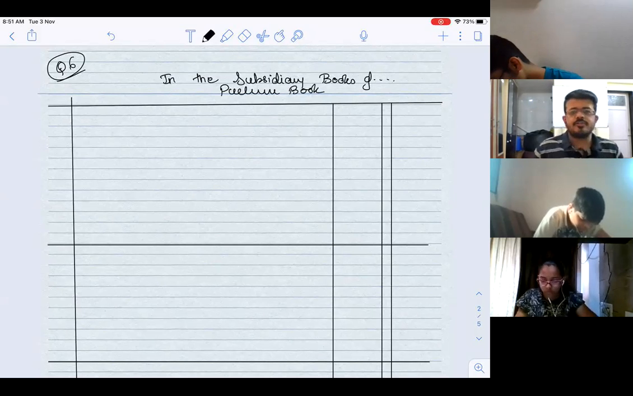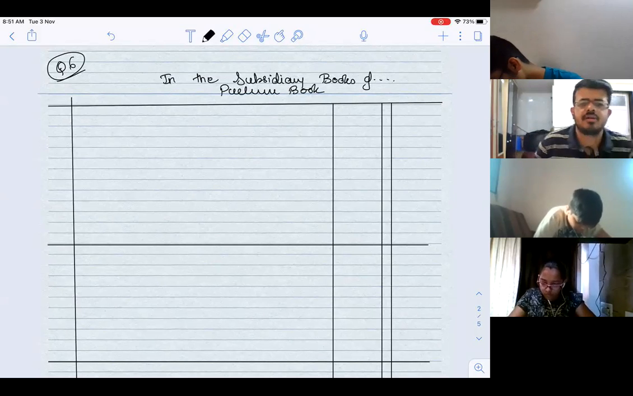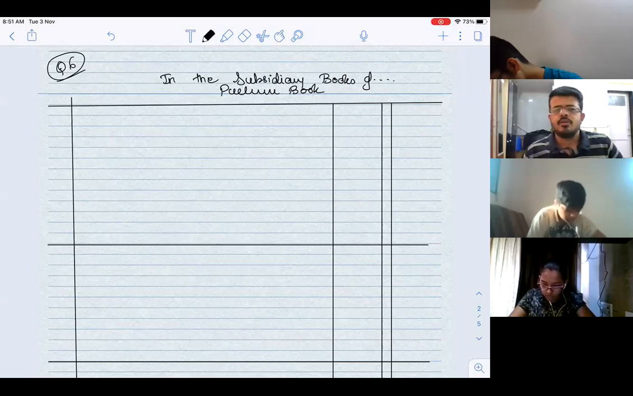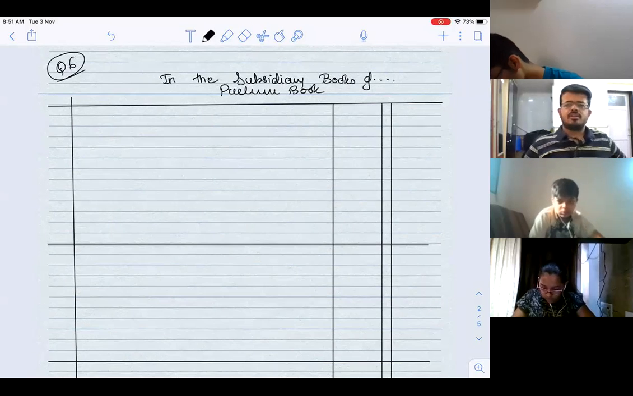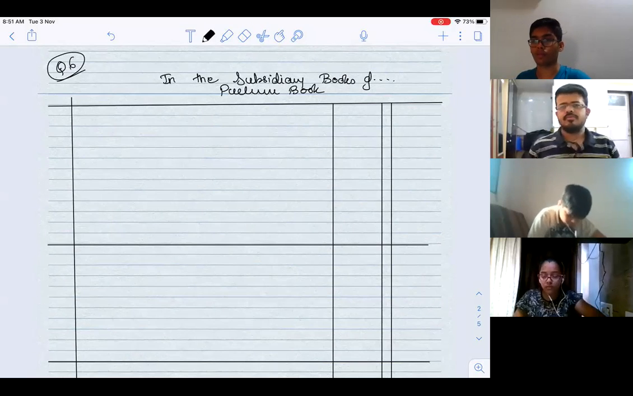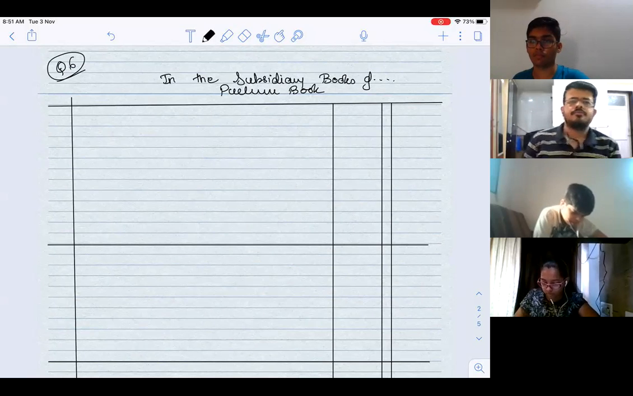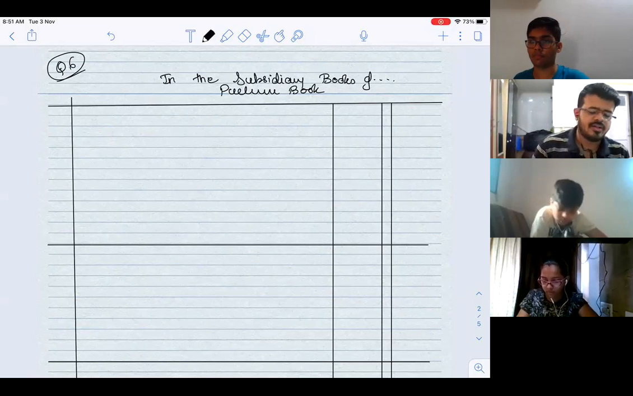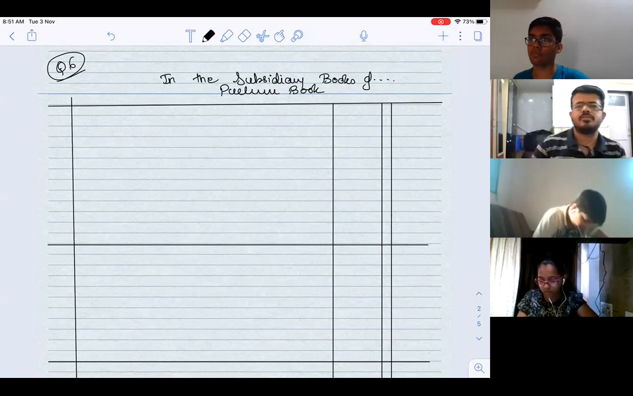Can you tell me what is the difference between purchase book and purchase account now? It's quite simple. One is a journal and one is a ledger. That is simple. What is the conceptual, content-wise difference in purchase book and purchase account?